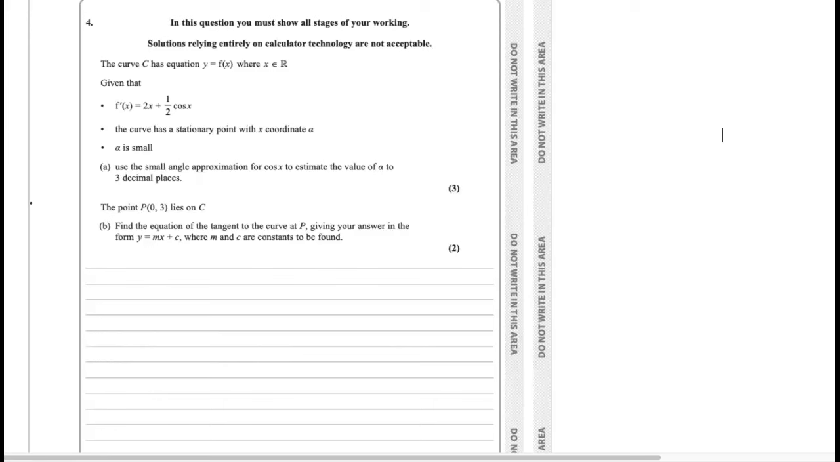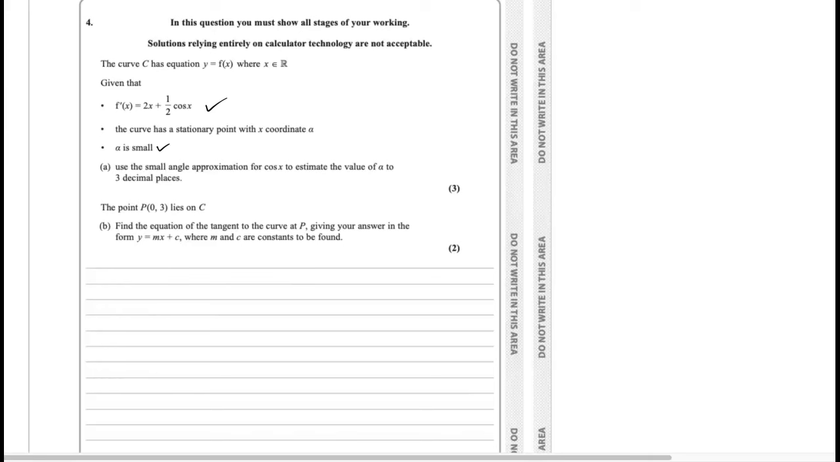Year 2023, Pure Maths 1, question number 4. Let's try that. So we are given over here a curve y equals f(x), given that f dash x is this. So f dash x is given to us. The curve has a stationary point with x coordinate alpha.